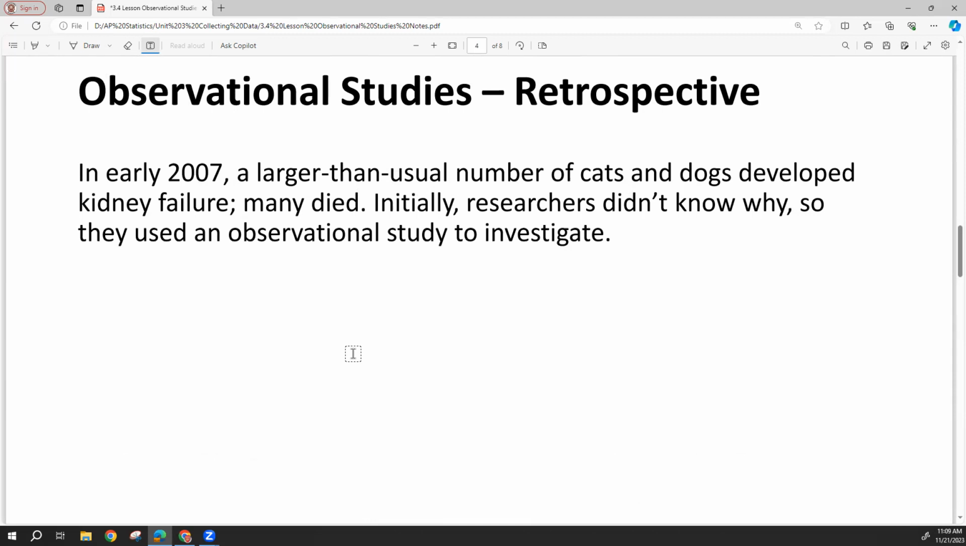This is an example of a retrospective study here where we have some pets that have unfortunately died of kidney failure. And so what we would do is probably dig into these pets' medical histories to try and draw some conclusions or make some connections between their deaths. This is looking back at past already collected information. Again, we haven't controlled anything about this study. The pets had kidney failure, they died, and so we're just trying to do some research and try to connect some dots here on potentially what is causing the kidney failure in these cats and dogs.